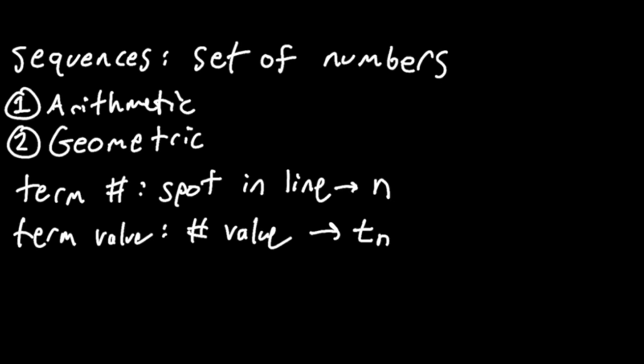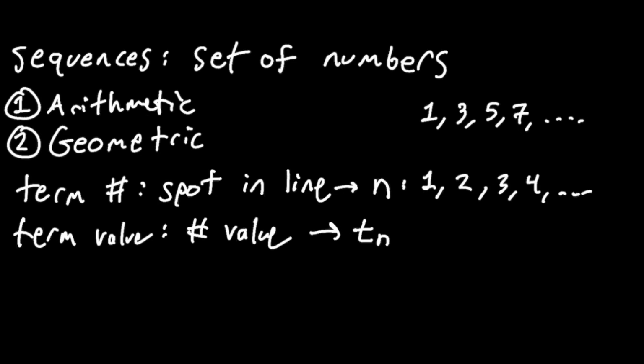For example, if we had a quick set of numbers or sequence that looked like this, 1, 3, 5, 7, and so on, n represents the position in line of each number. First spot, second spot, third spot, fourth spot, and so on. And then the corresponding term value is the number itself that is showing up. So n is its spot in line, t sub n is the value of the number that is in that spot in line.